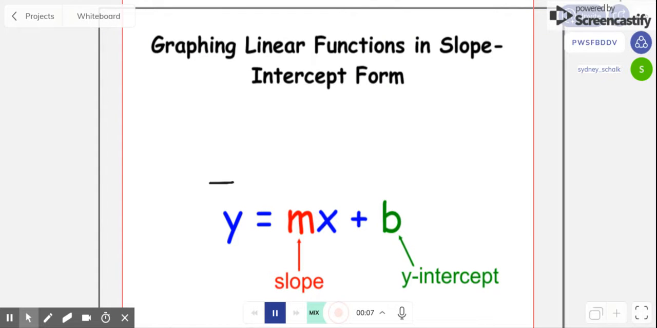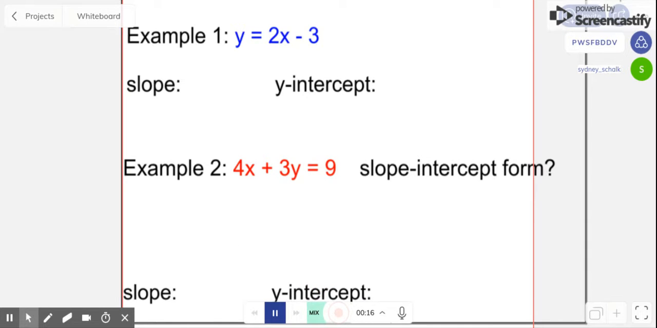So once again, here's our slope-intercept form, y equals mx plus b. Remember, our m is our slope and our b is our y-intercept. So for our first example, we have y equals 2x minus 3. Now remember, our slope is that coefficient, the number before the variable, that number before x. So our slope in this case is just 2.